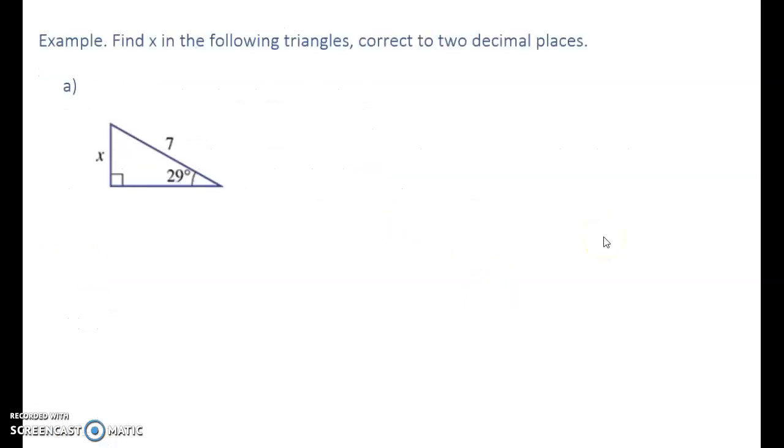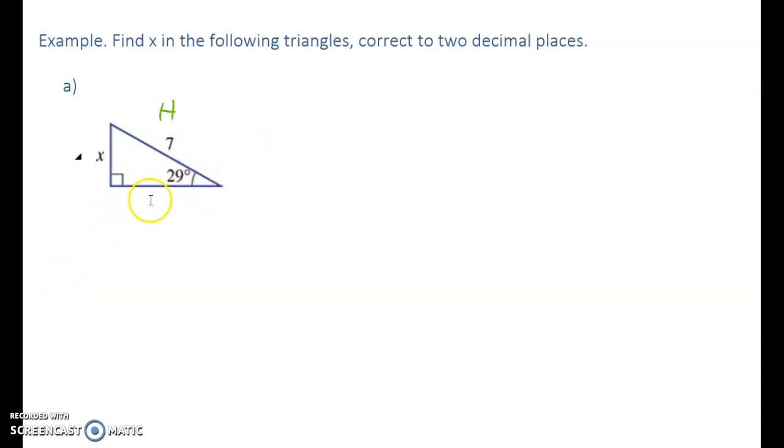Example A, we have to find x in the following triangle correct to 2 decimal places. Now here's x, and we need to have a look at the information that we have. So we've got a picture of a triangle. Let's start by labeling our sides. We can see that opposite the right angle, over here, we've got our hypotenuse. I'm just going to put a H there.